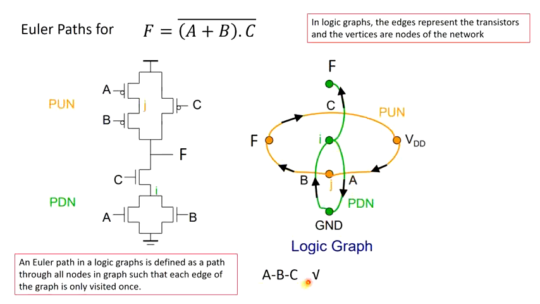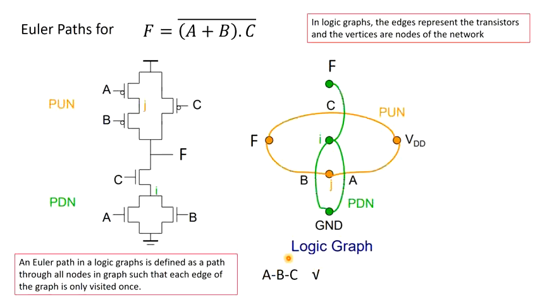Let us see a path ABC. So starting with A, go to B and then C. In that way we have traveled through all these edges as well as all nodes, right? But we have not traveled any edge more than once. So this indicates that one Euler path exists for this pull down network. What about the pull up network? For the pull up network, A, B and then C. That is also fine. So for both the pull up network and pull down network, an Euler path exists when the input gate combination is A, B, C.